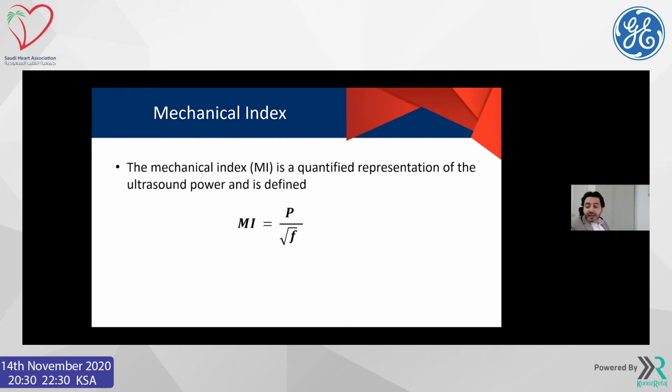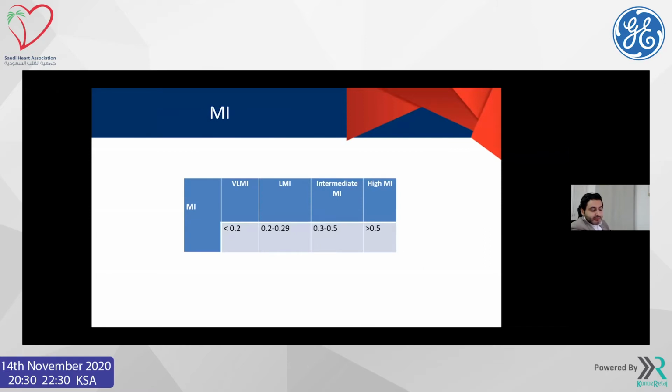Now, speaking again for the second time about mechanical index. Mechanical index is a quantified representation of the power. It is calculated as the peak negative pressure divided by the square root of the frequency. So imagine if we have more frequency, we will have less mechanical index. So when you change the machine setting, you know what you're doing.